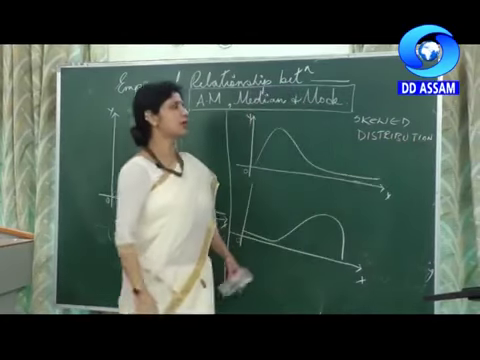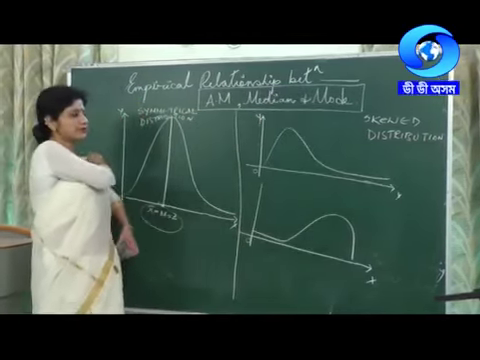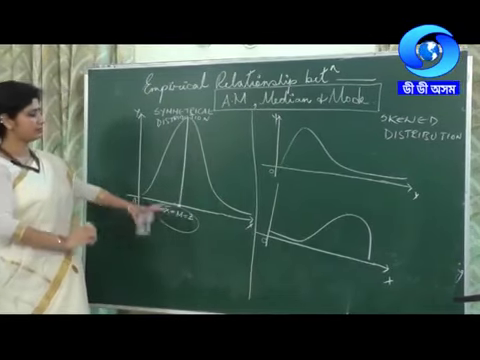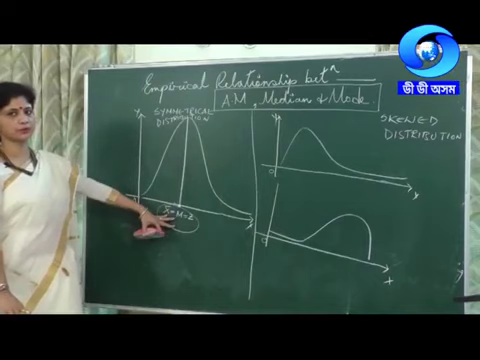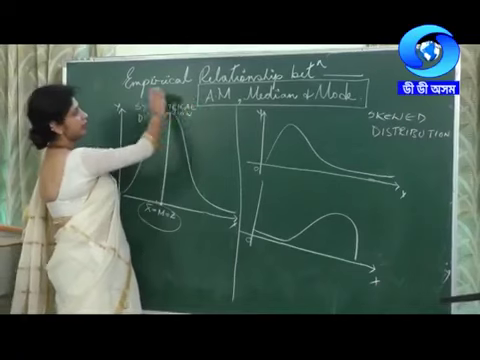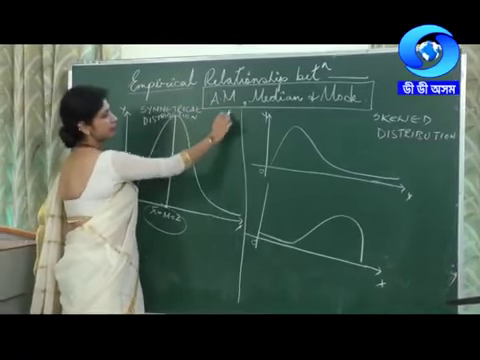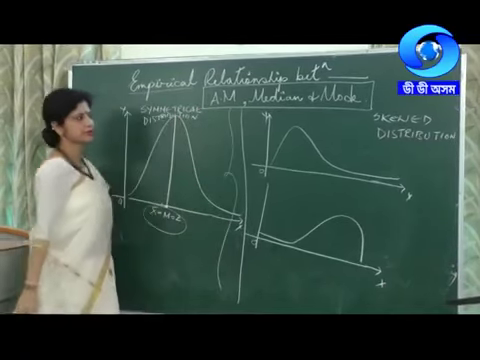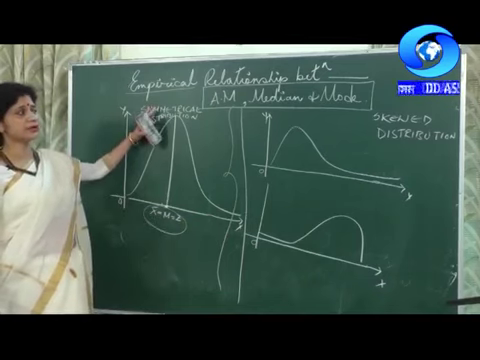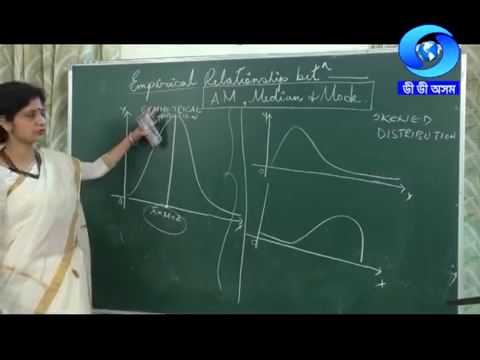In case of skewed or asymmetrical distribution, this relation will not hold. And what we are going to learn here is the empirical relationship for such kind of distributions. That is for a moderately asymmetrical or skewed distribution. What will be the relationship between mean, median and mode?